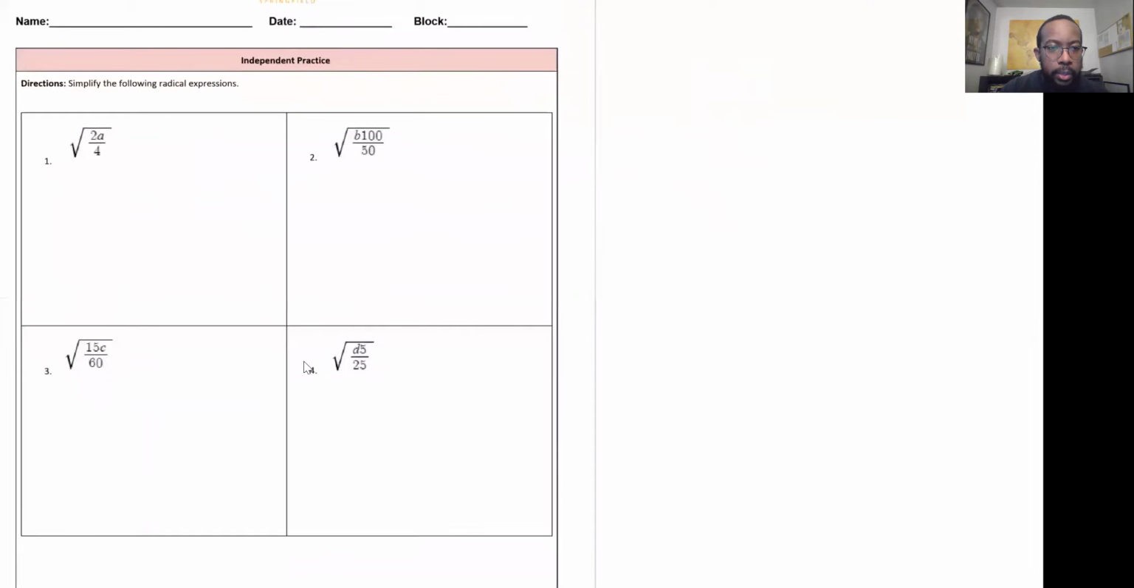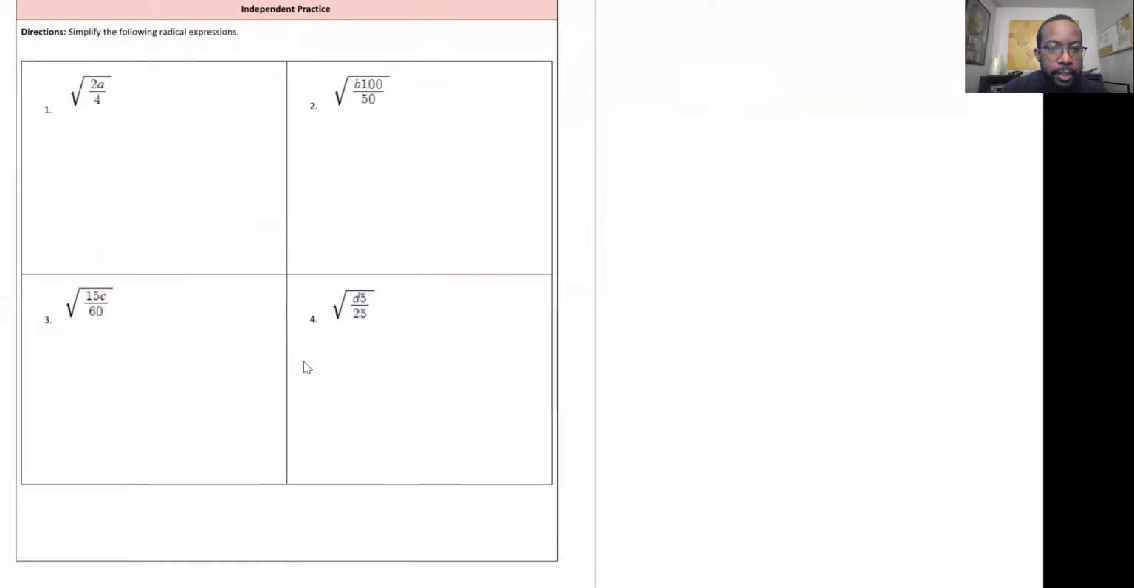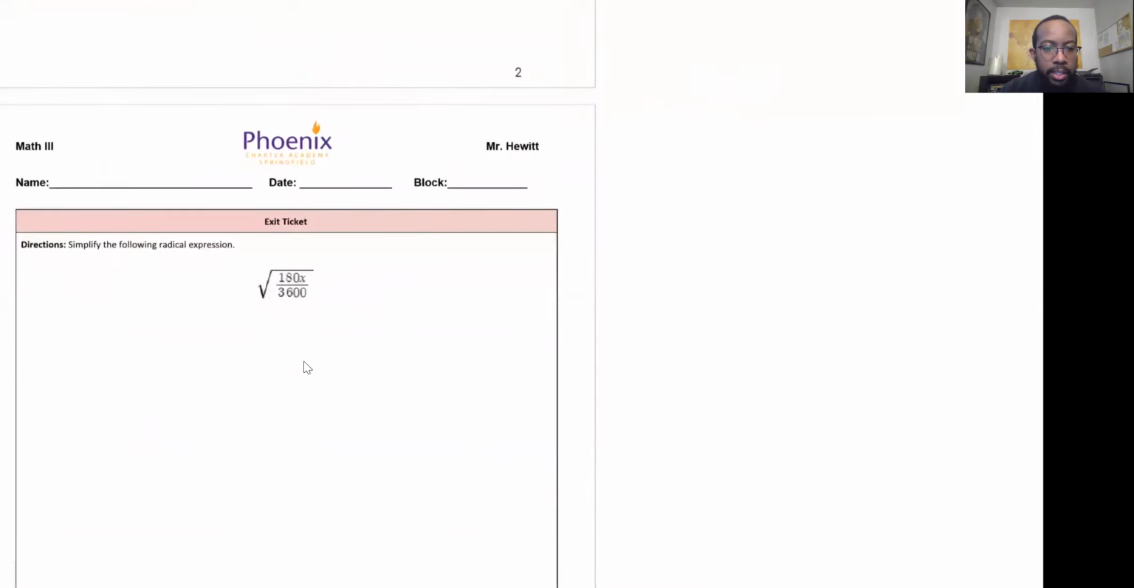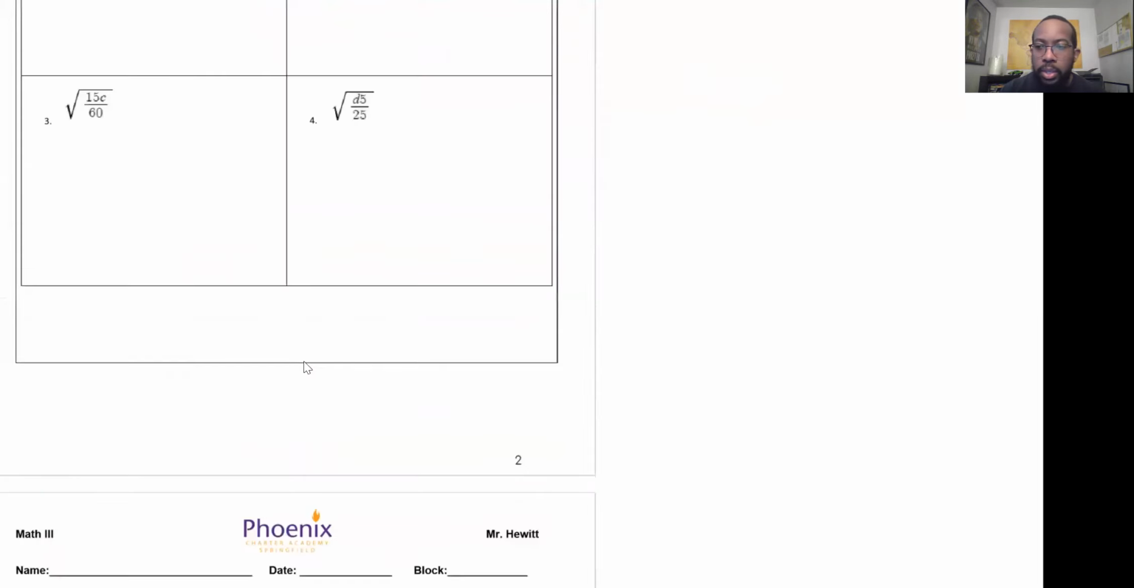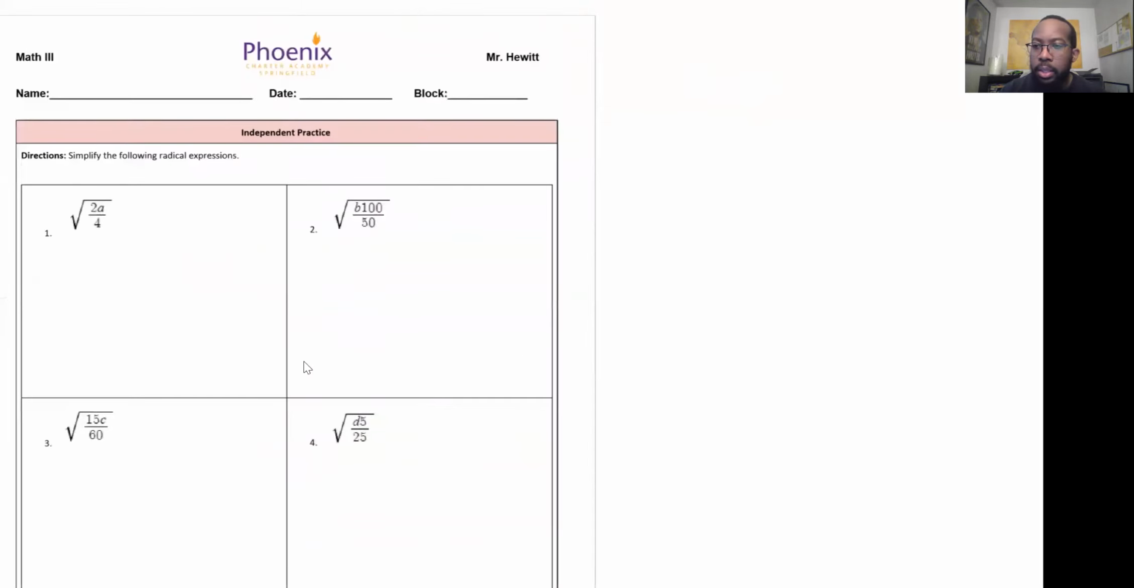So it looks like here, for your independent practice, you have 4 problems, okay? And you also have an exit ticket, which is 1 problem. You are going to do those, and you're going to submit only the exit ticket to Google Classroom.